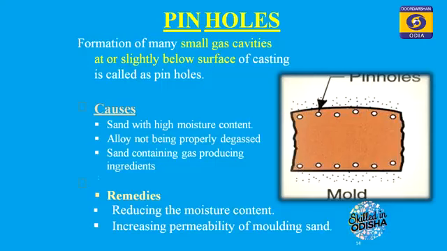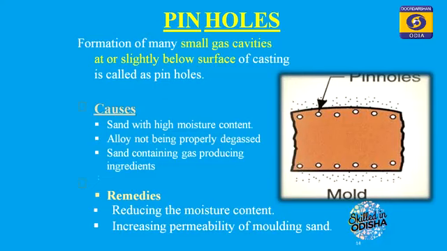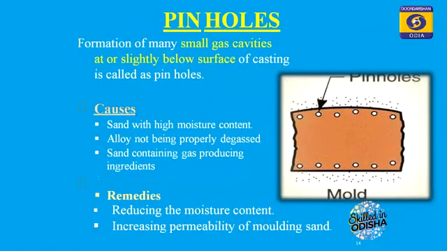Next is the pinholes casting defect. Formation of many small gas cavities at or slightly below the surface of the casting is called pinholes. Okay, see the figure. These are pinholes, the small circular white parts. You can see the small white circular parts. These are pinholes, which are formed just below the surface or just at the surface.